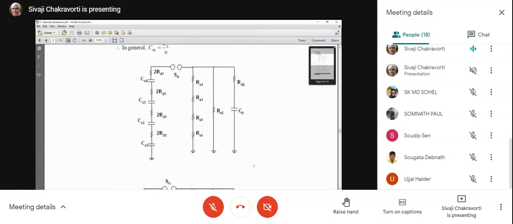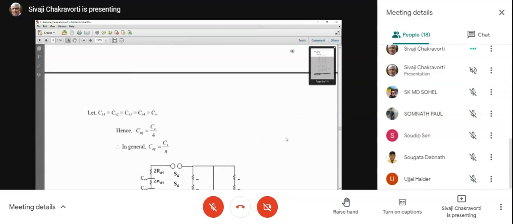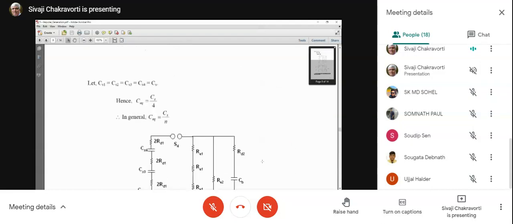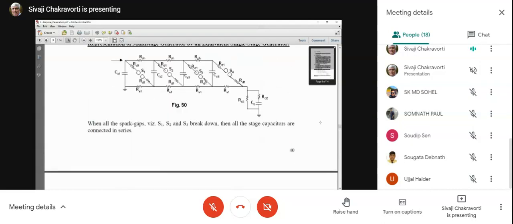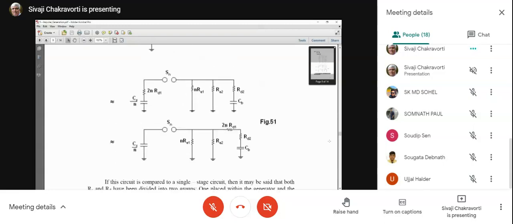And then 4 RE1. 4 RE1 are in parallel with RE2, because RE2 is connected to R. This is the common point. And 4 RE1 is connected to R. This is the common point. So 4 RE1 comes in parallel with RE2, and then you have RD2 and CB. And the output is taken across CB. That is, the impulse output is taken across CB.